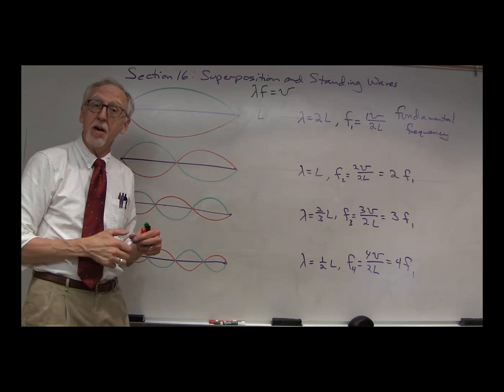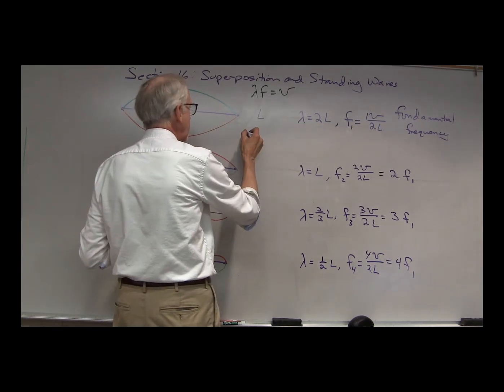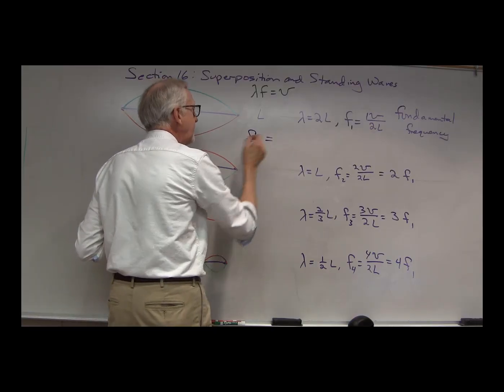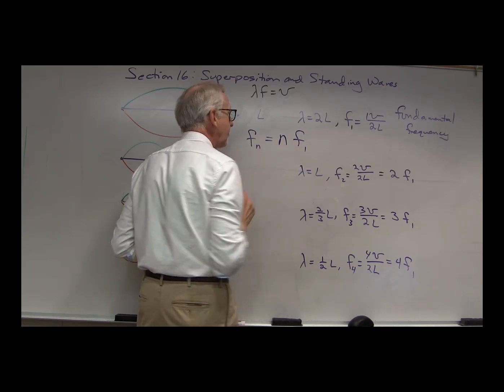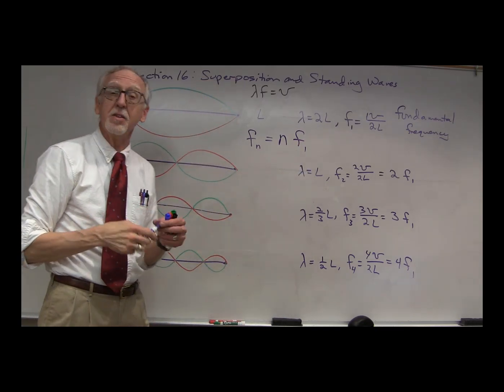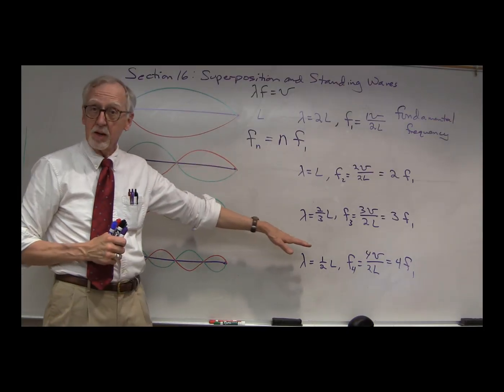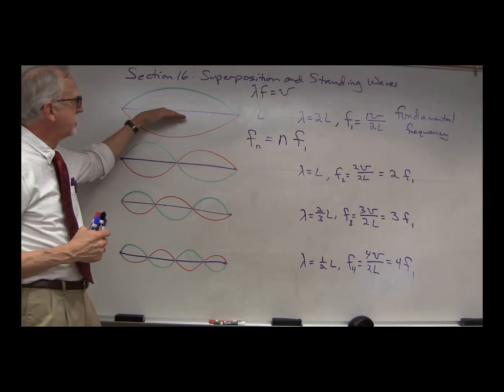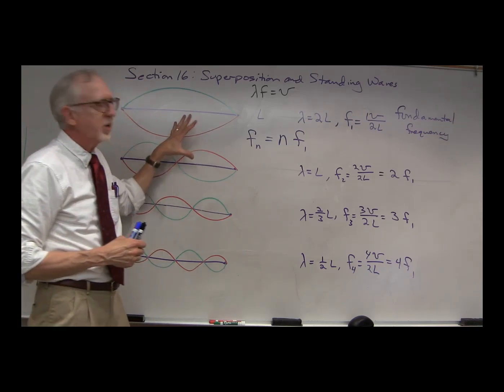We see a very, very simple relationship: the frequency of the nth mode is just n times the frequency of the fundamental, the frequency of the lowest mode. It's a very, very interesting result, a very simple result for the frequencies of these types of waves. Let's take a look at one more.